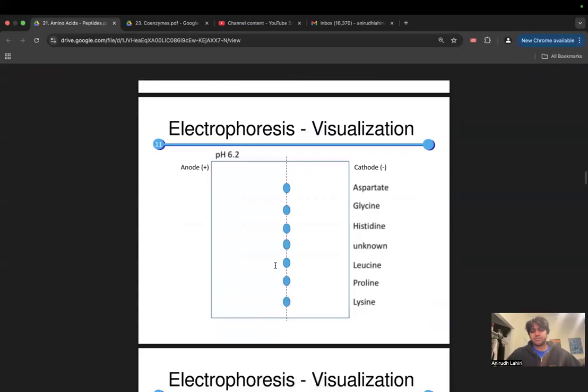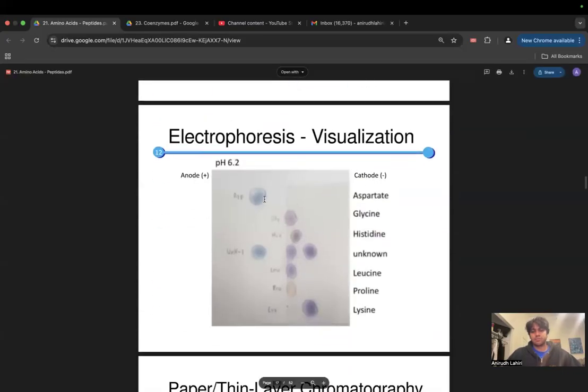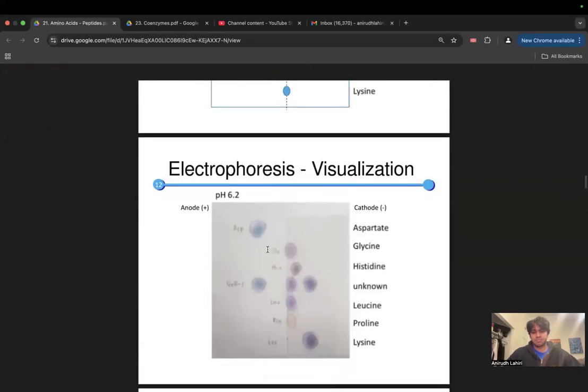Electrophoresis visualization. Okay, anode, cathode. The more negative things will move to the anode, the more positive things will move to the cathode. The things that are relatively neutral will not make as much movement from the center, right? Make sense? Cool.